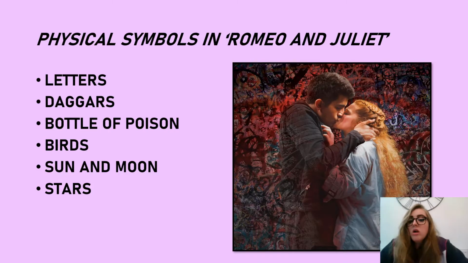Okay, but now I want to look at symbols in Romeo and Juliet. I'm not going to take too long on each one, because the idea is that you go and do some more research based off of this. But I just want to introduce some of them. So for me, letters, daggers, bottles of poison, birds, sun, moon, and stars are all concrete physical objects.